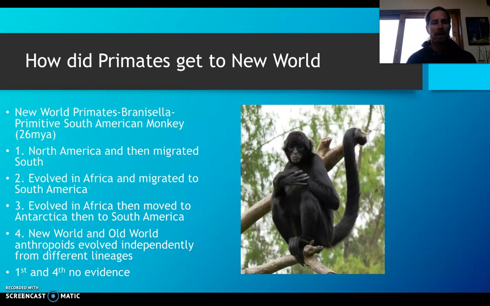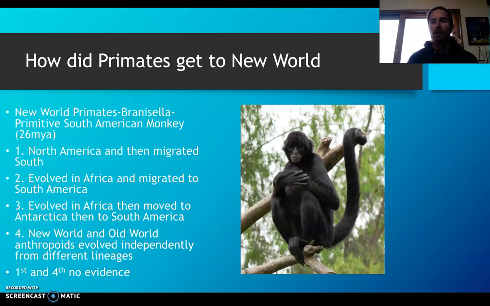All right, so the next one is, how did primates get to the New World? For New World primates, we have evidence at 26 million years ago. And there are four theories, but we're going to run through them real quick. The North America theory is the idea that primates first originated in North America and then migrated to South America. Essentially, there's no evidence of that.